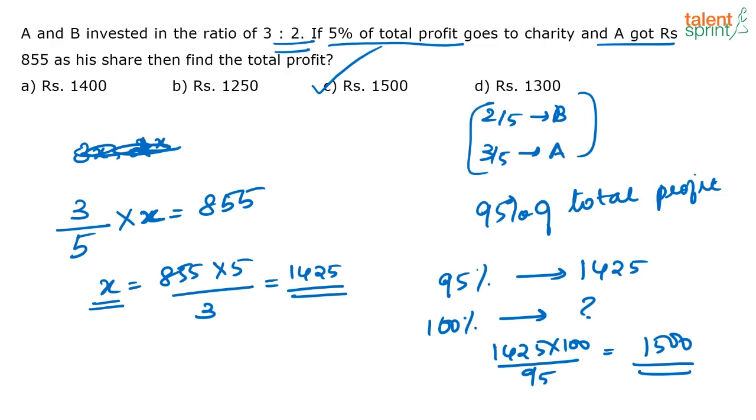In the question they have given 5% goes to charity. So, remaining 95% is shared between A and B. So, I just assume that this 95%, whatever value that you get, that is equal to X. So, 3/5 of that is 855. So, what is X? X is 1425. So, the 95% of the total profit is 1425. So, what is 100%? 100 into 1425 divided by 95.